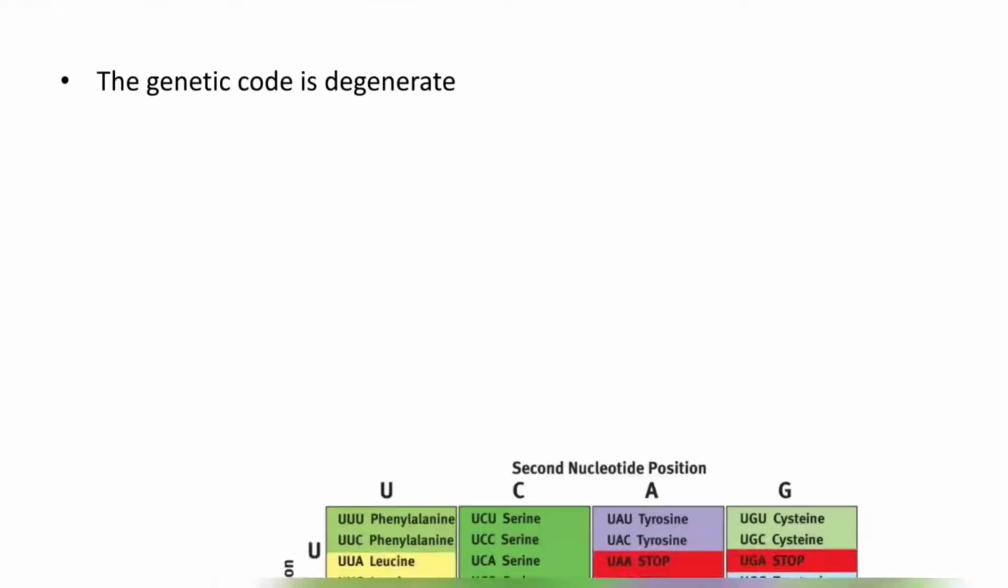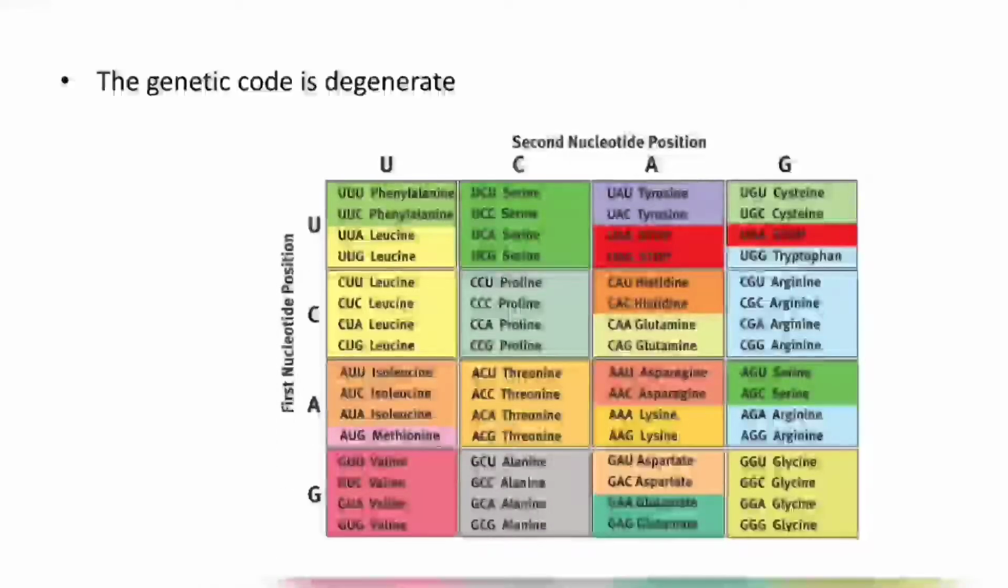The genetic code is degenerate, meaning a given amino acid can be specified by more than one triplet codon. In this diagram, you can see that tyrosine is coded by the UAU and UAC codons.